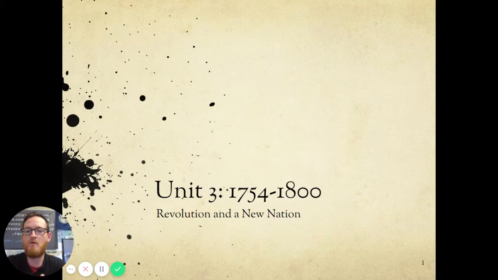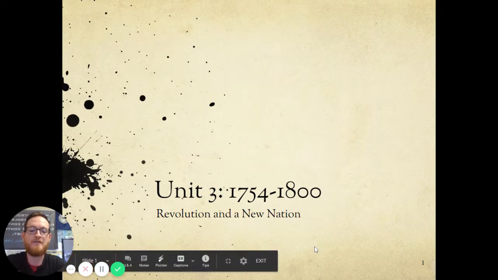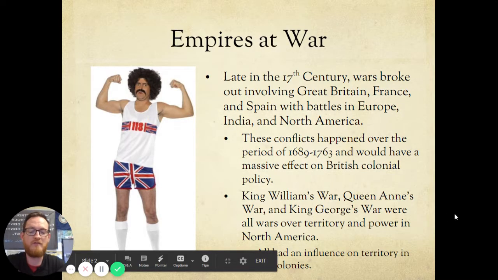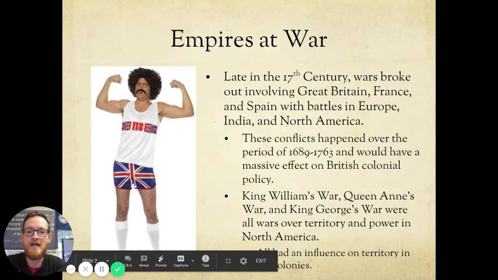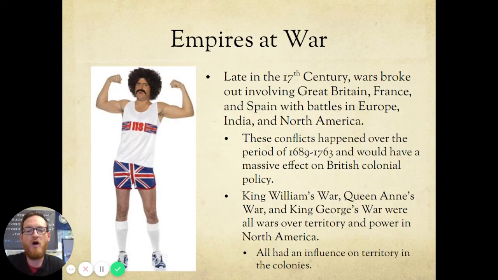After the French and Indian War, you're going to see the British are going to get a lot more involved in North America with the colonies, and that's going to be what is going to lead to the American Revolution. So starting out here, one thing you need to realize is that during this time, the three major empires, Great Britain, France, and Spain, all in the 17th century, all got involved in wars with each other and with other countries during this time as well.